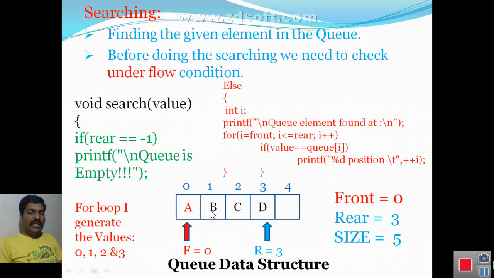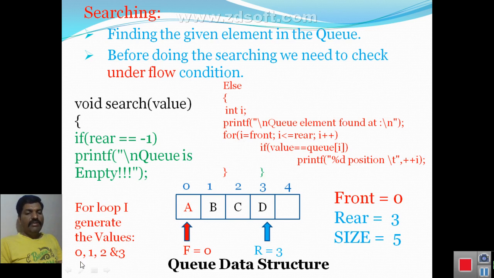The initial location is front, so i equal to front. Up to where? The rear location, 3: i less than or equal to rear. From the front value up to the ending value, each index is incremented by 1, so i++. This for loop will generate the values 0, then 1, then 2, then 3. This is the output generated by the for loop.